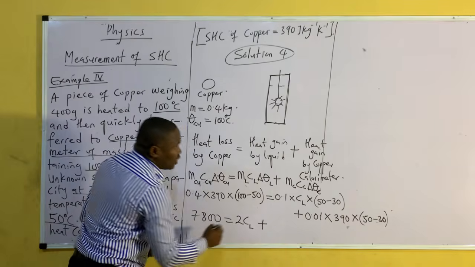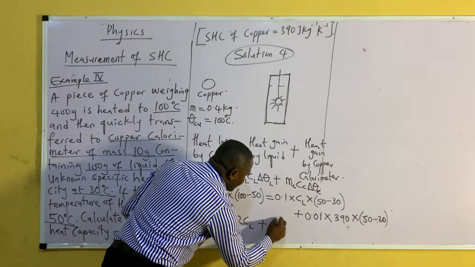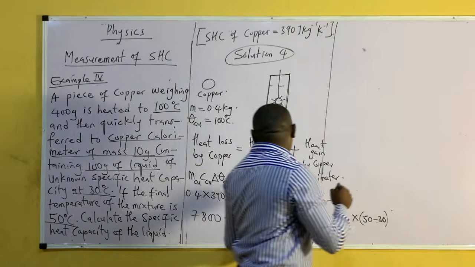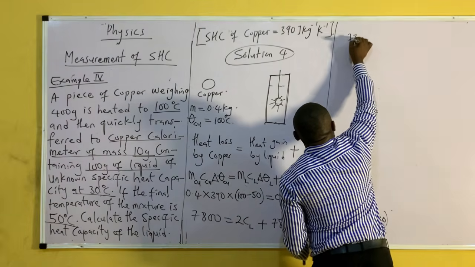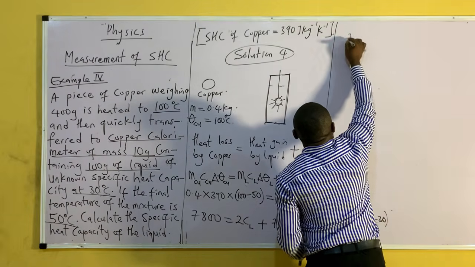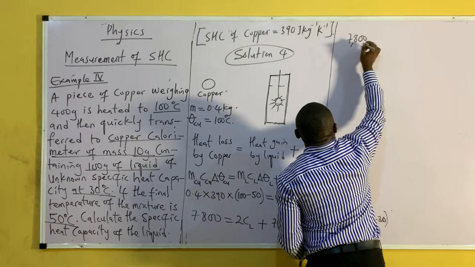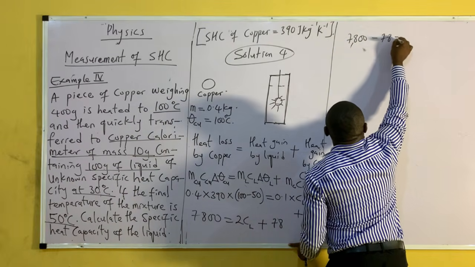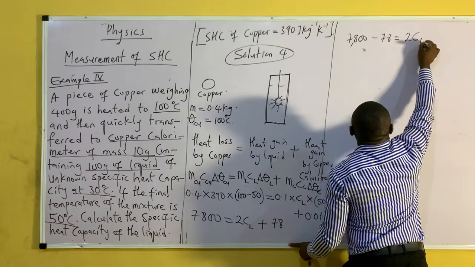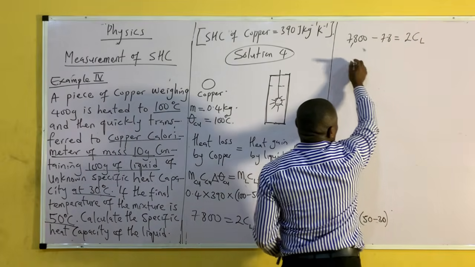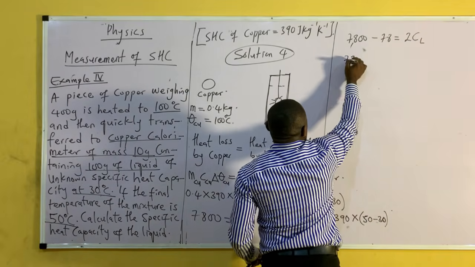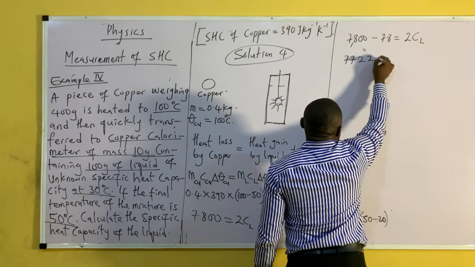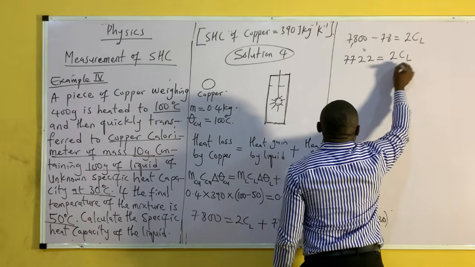Then we have this plus 78. So what do we now have next? We now have 7,800 minus 78 equals 2Cl. So this will now be equal to 7722 equals Cl.